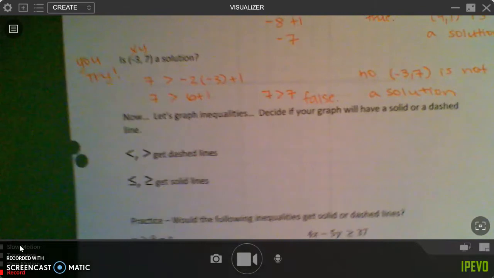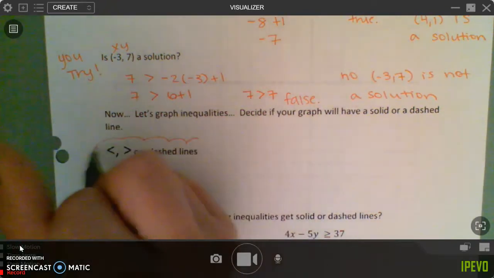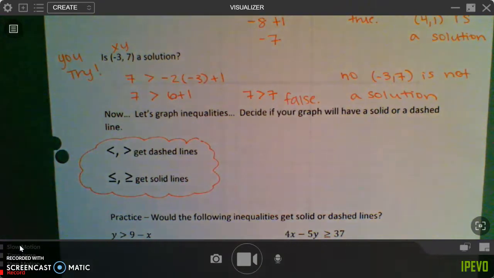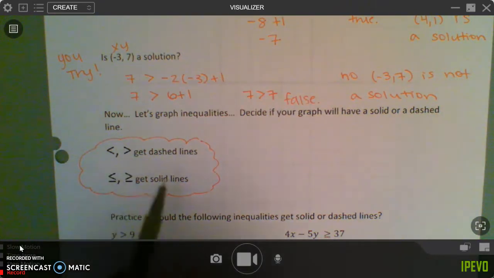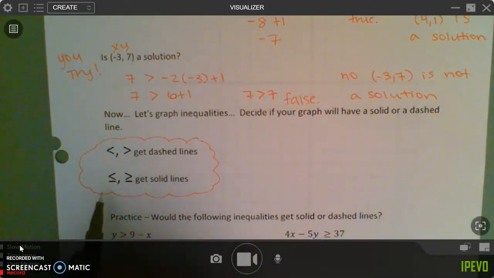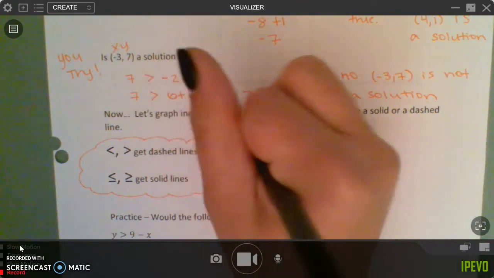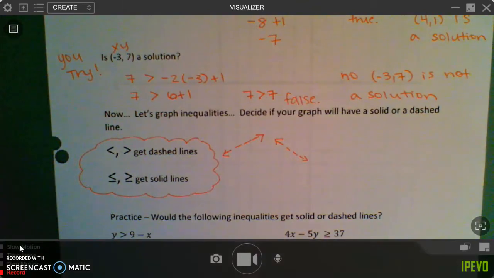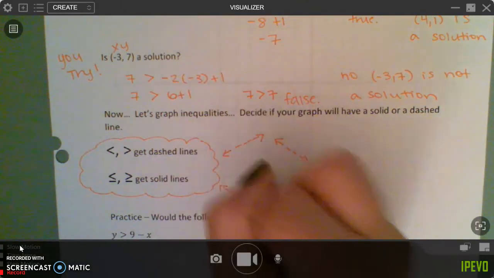Then we're going to go down here where you're actually going to start graphing. So in order to graph an inequality, we need to know if it's going to be a dashed line or a solid line. If there is just the inequality symbol with no little line, it's dashed. If it has the little line, that means it's going to be a solid line. So when you're graphing it, a dashed line is going to look something like that. And solid lines are like what we've been working on.